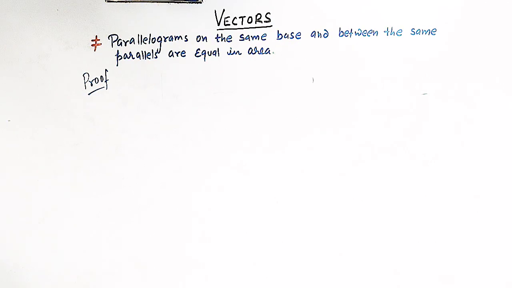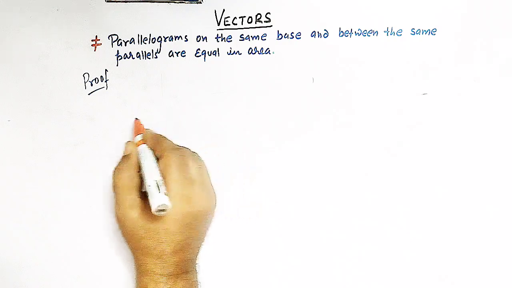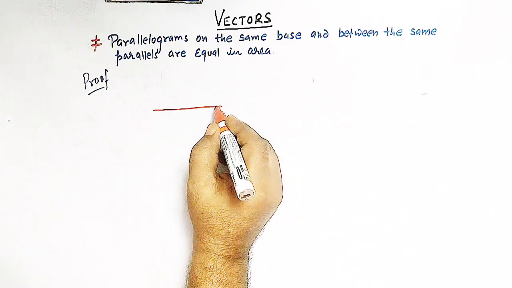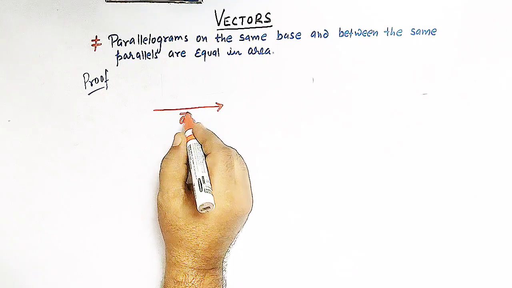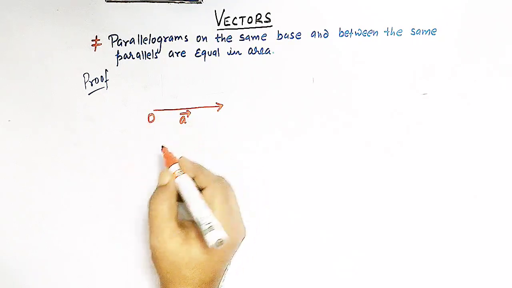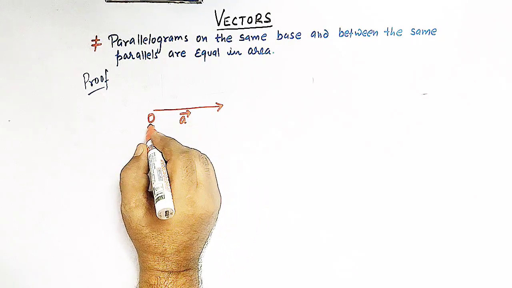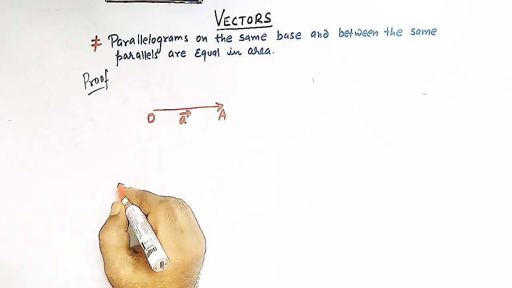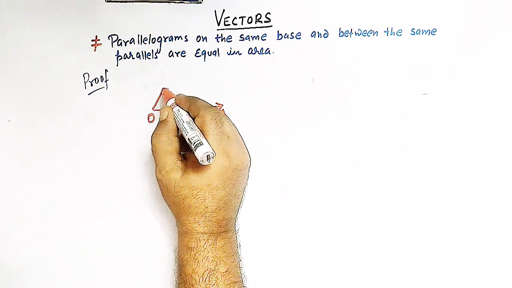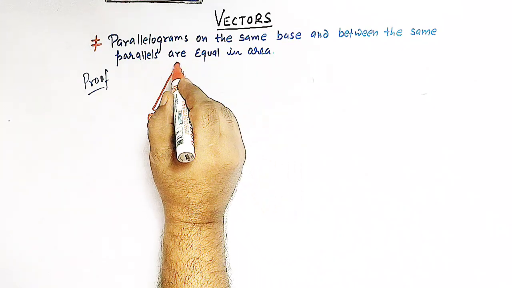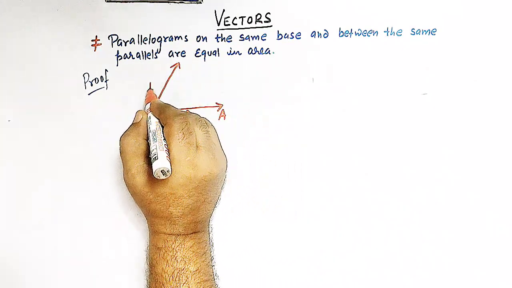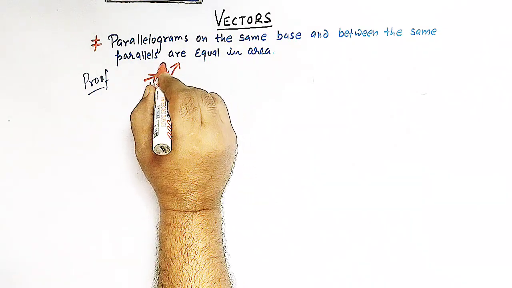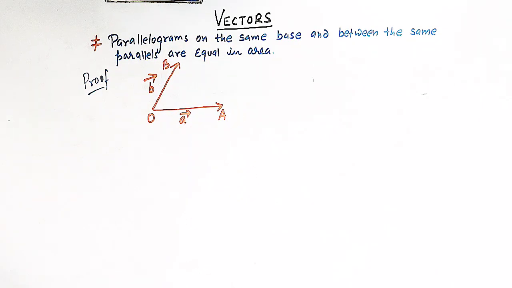Now let us draw the figure here. So the diagram goes like this. Let us consider a vector A, and here we can take this point as O, and this point O may be taken as origin, and here we can take the point as A. Now let us consider another vector here. This vector may be taken as vector B, and this point may be taken as B, right?